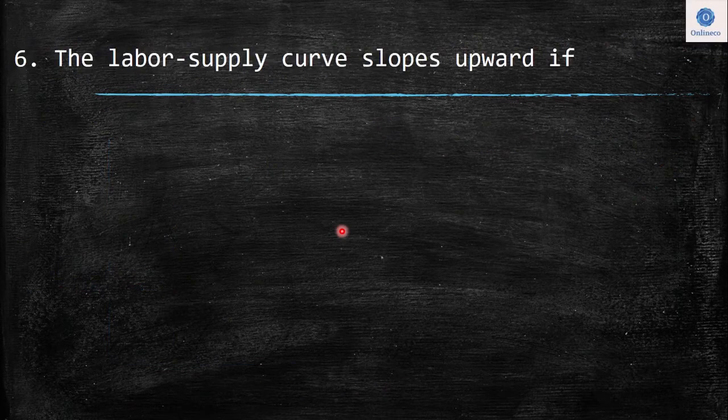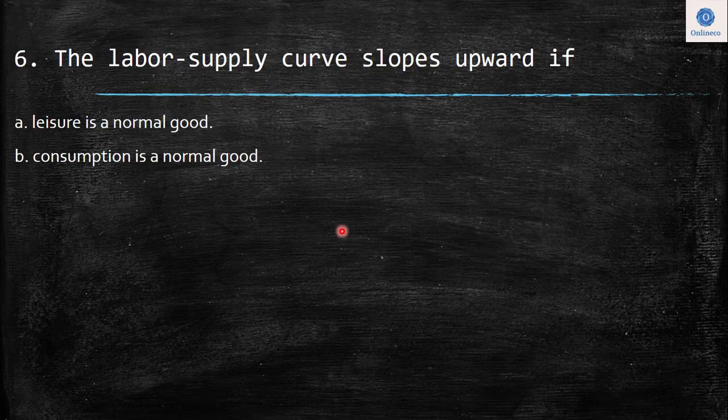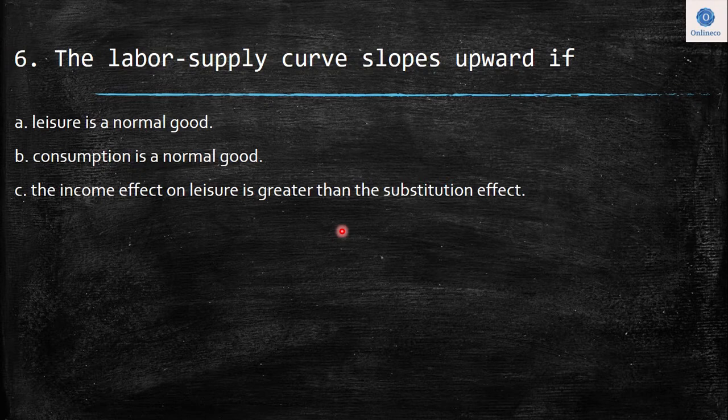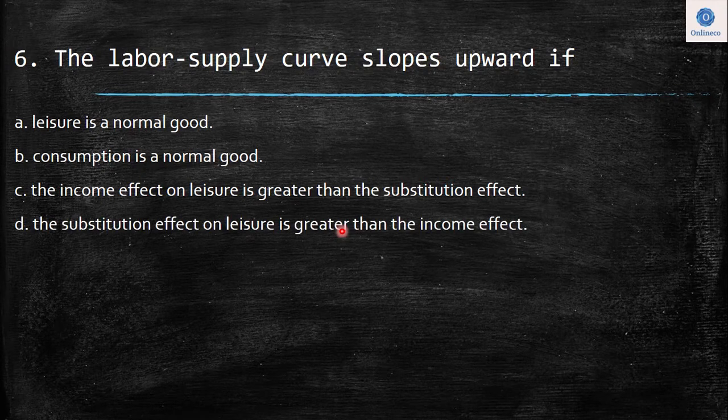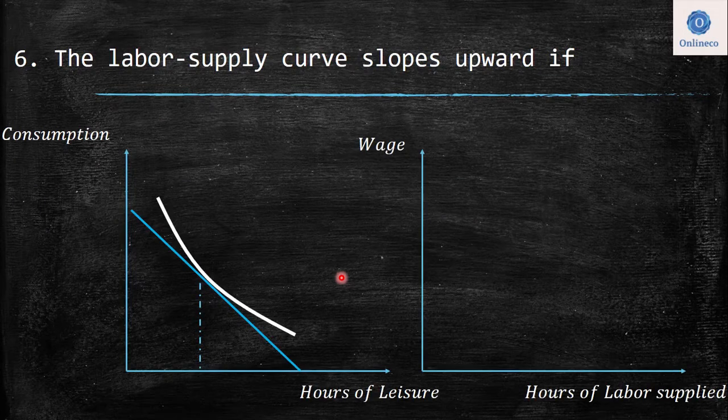Then the last one. The labor supply curve slopes upward if leisure is a normal good, consumption is a normal good, the income effect on leisure is greater than the substitution effect, or the substitution effect on leisure is greater than the income effect. So then, remember the situation explained in the chapter. We have the left graph, the relationship between consumption and the hours of leisure. We have a constraint, and we have here an indifference curve, and naturally they cross when they are tangent to each other. So then we have the maximization.